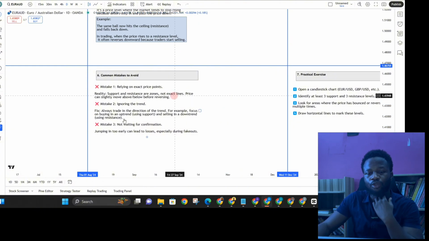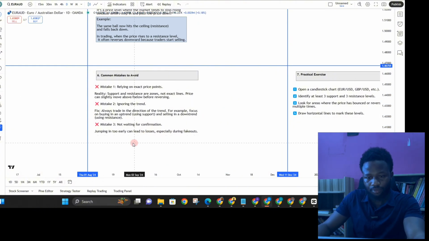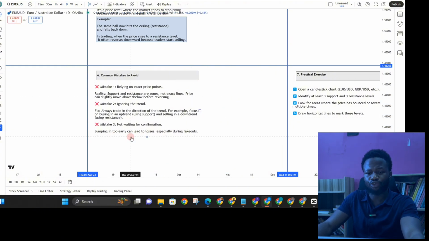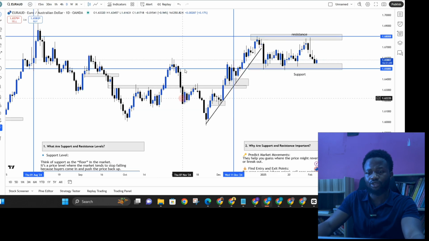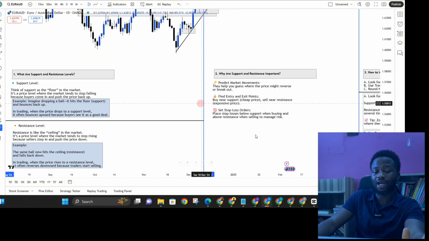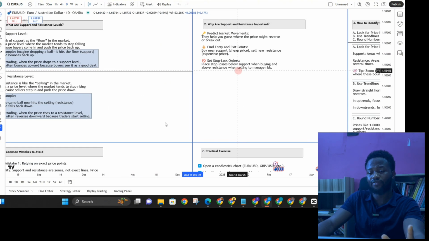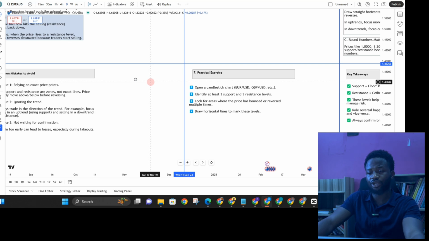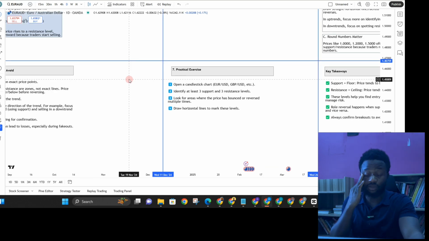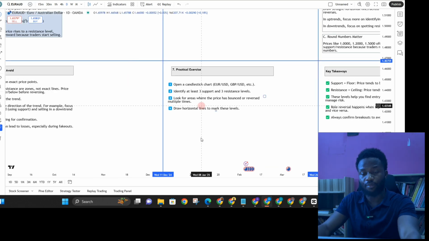All right. And the last one is not waiting for confirmation. Jumping in too early can lead to losses, especially during a fake out. Just like we have explained in some of these examples, confirmation is good. There are ways to identify confirmations, and we'll get into that more in training when we start doing strategy development.